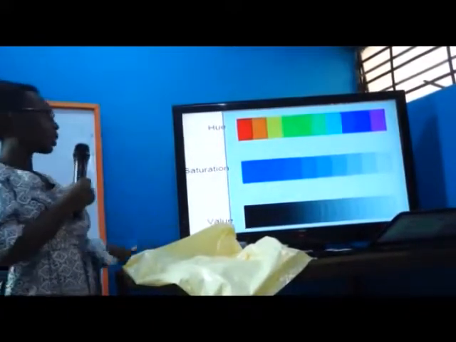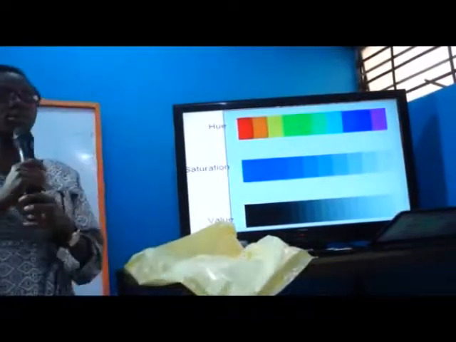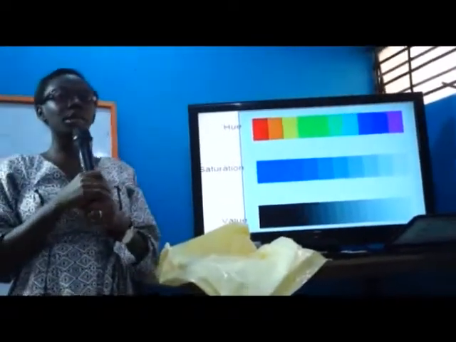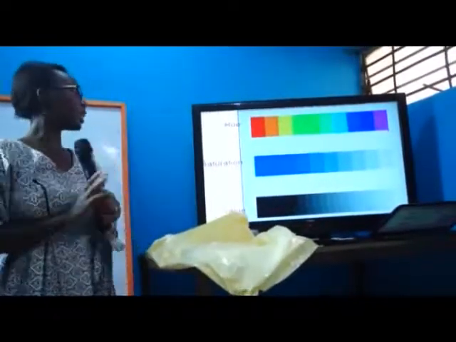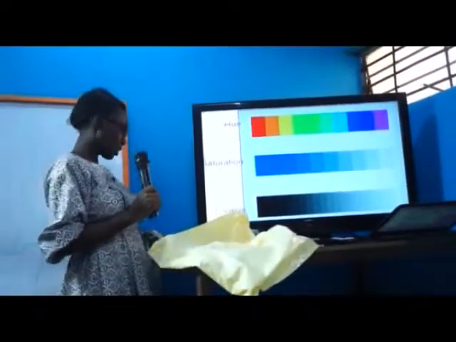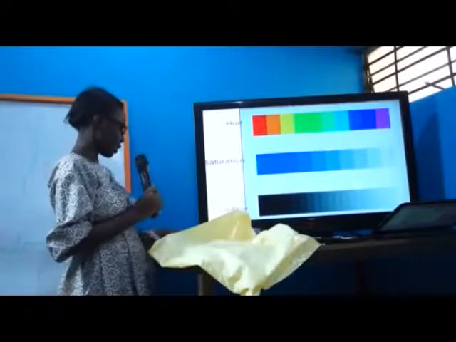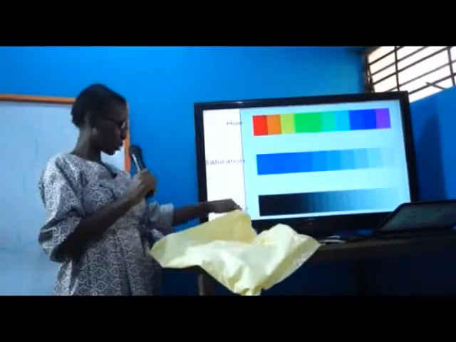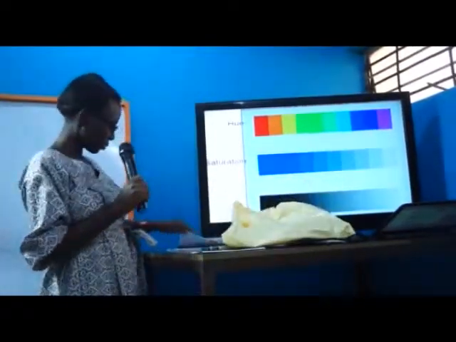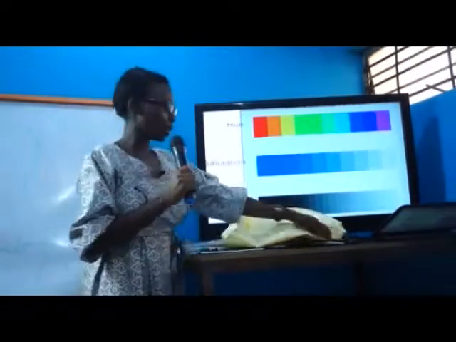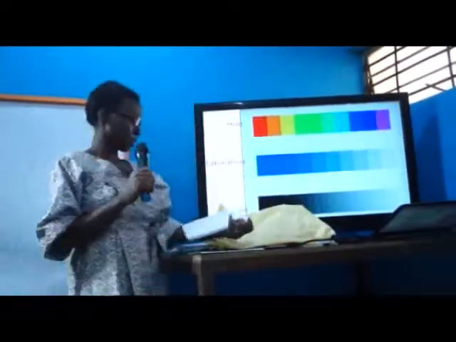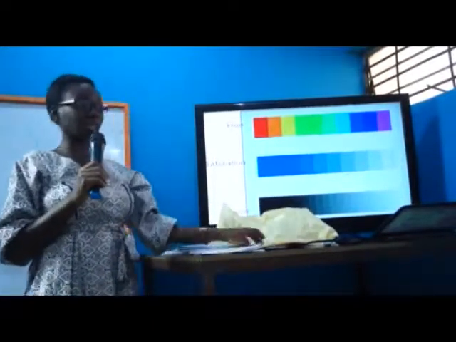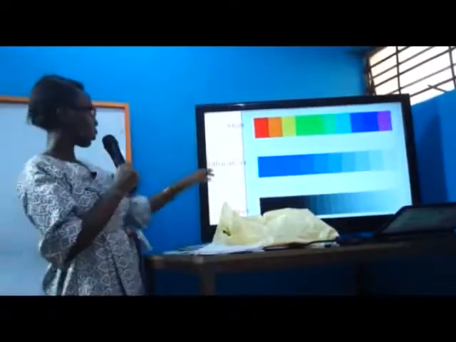And then this is hue. Hue is the name of a color, meaning that red is a hue. Blue is a hue, yellow is a hue. Saturation. Saturation is the one that talks about the lightness and darkness, I guess. Yes. Saturation talks about the brightness of a color. How bright.